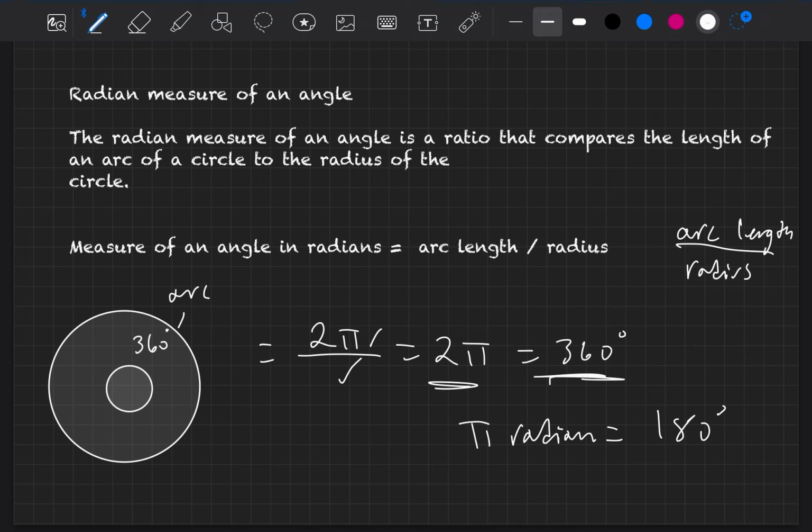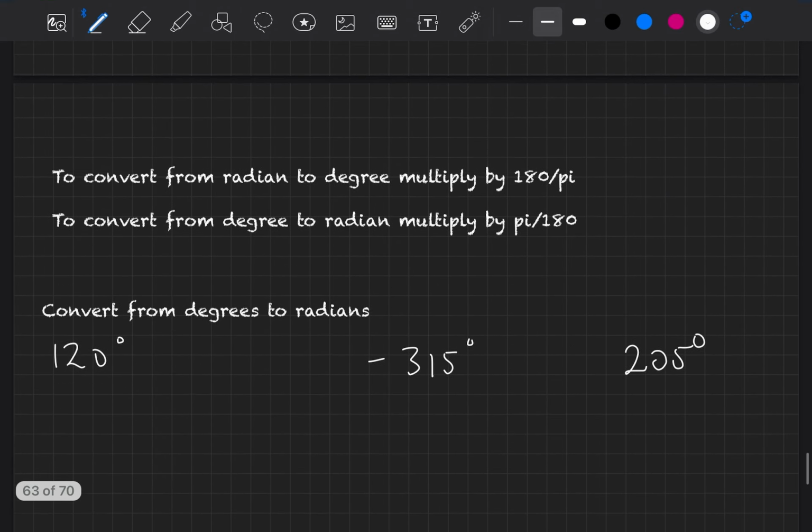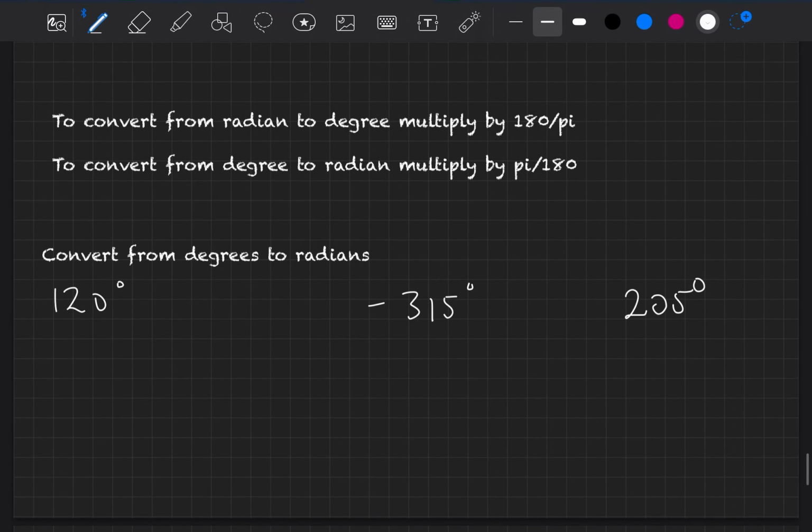And then we can say that 2 pi is equal to 360 degrees as a result. And this is just coming from arc length over the radius. Right? And we know radius is from the center to any of the outer points. So basically, pi radians is equal to 180 degrees. So to convert from radian to degree, multiply by 180 over pi. And if we're going from degree to radian, multiply by pi over 180, because they're equivalent to each other.